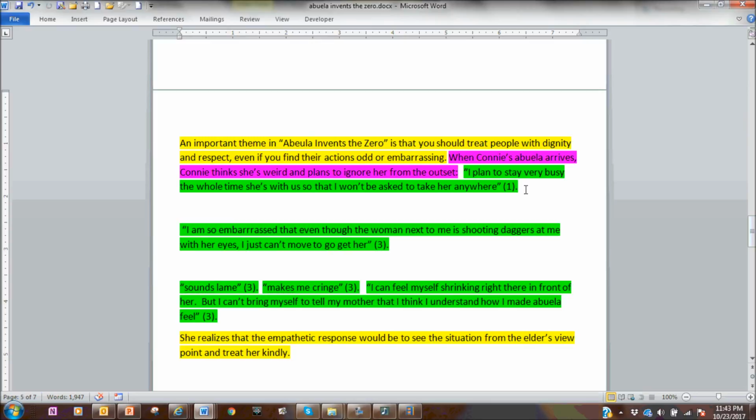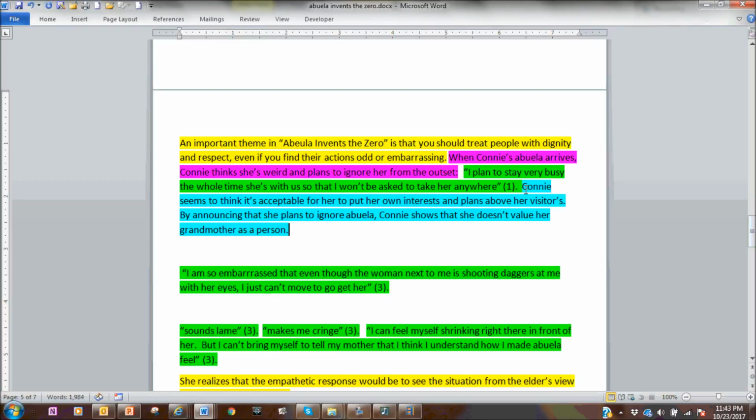I need to explain how that quote supports my theme statement, or in this case, it does that by just kind of setting up the conflict. So I'm going to say, Connie seems to think it's acceptable for her to put her own interests and plans above her visitors. By announcing that she plans to ignore Abuela, Connie shows that she doesn't value her grandmother as a person. And this is trying to show that, you know, she's not going to treat her with dignity and respect because she doesn't value her as a person.